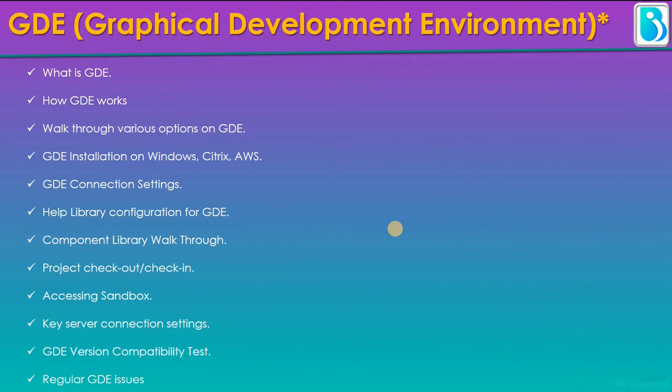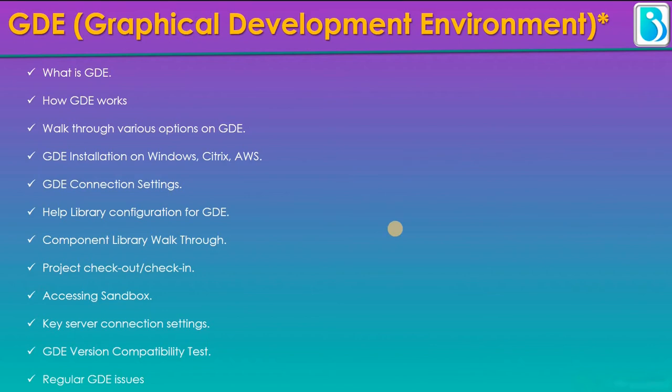GDE installation: how do we do the installation of GDE on Windows, Citrix and AWS platforms, and even on any other cloud service based on the requirement. And what are the various connection settings we need to do in order to work with the Ab Initio GDE. Those we will be taking a look at.